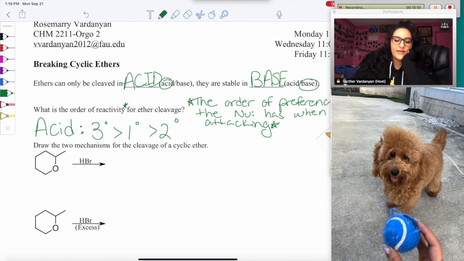So someone said, what is a cleavage? So cleavage is basically when you break bonds and you break it apart. In this case, we're going to open up the ring.